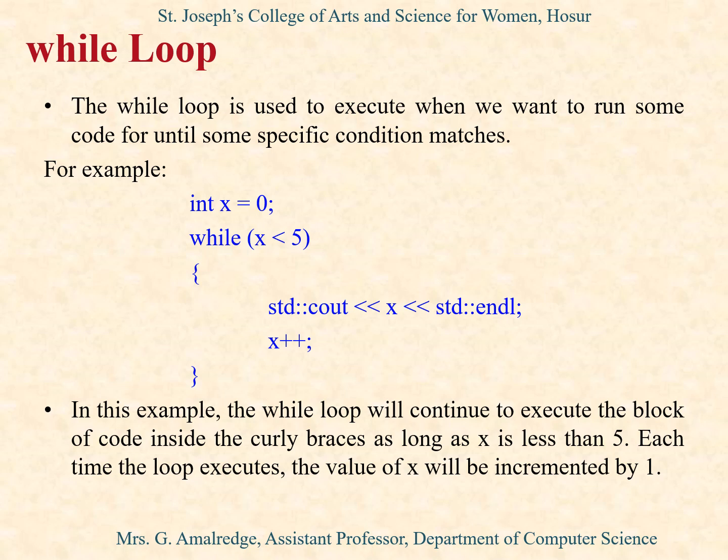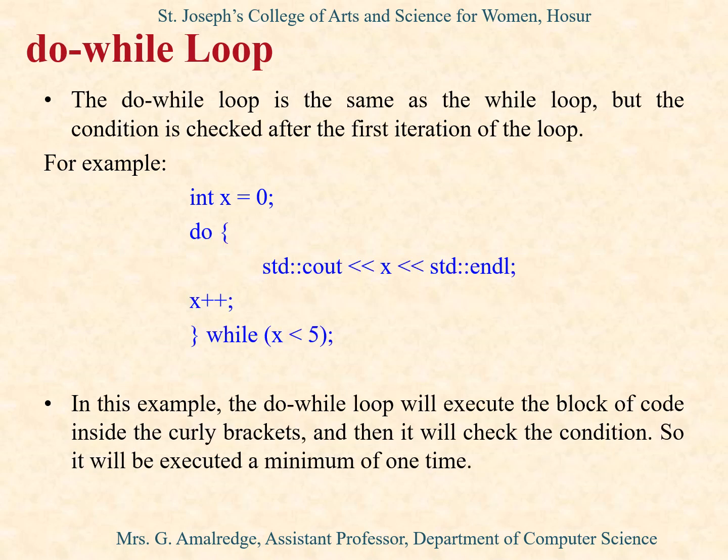While loop. The while loop is used when we want to run some code until some specific condition matches. So here is the example for while loop. Here we are declaring one integer variable called x equal to 0, and we are going to check whether the value of x is less than 5. So in this example, the while loop will continue to execute the block of code inside the curly braces as long as x is less than 5. Each time the loop executes, the value of x will be incremented by 1.